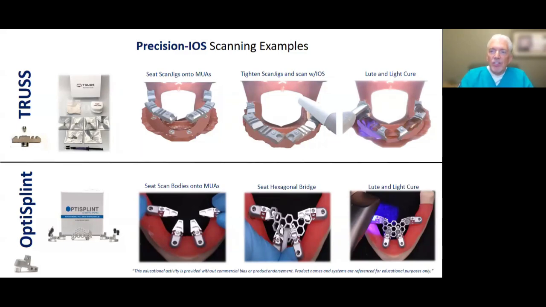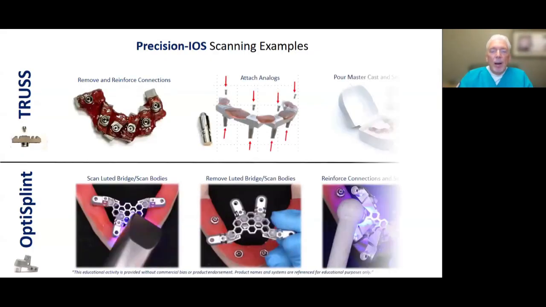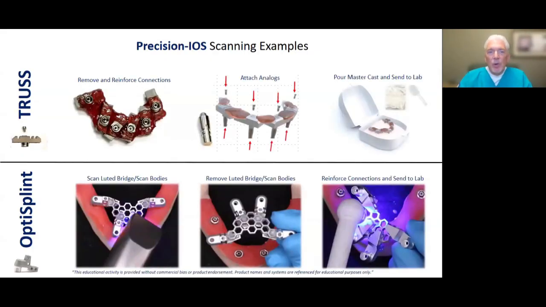Here you see up in the top that Truss is using some light cure material to lute the scan jigs together. Then after you've done those steps, once you remove it, you want to reinforce the connectors. In their protocol, you add some analogs to the underside of the scan jigs. They actually have a system where it comes with a little denture box and a pre-measured stone, and you can pour a master cast. OptiSplint, you're going to see here.